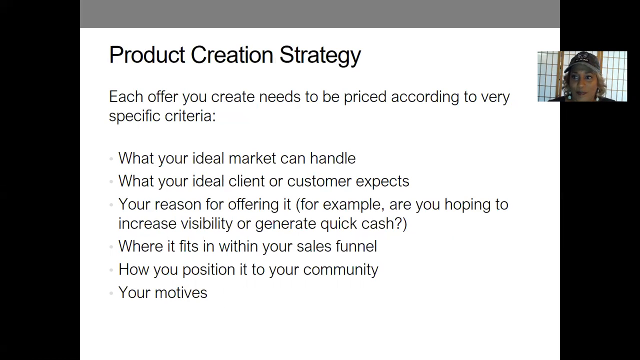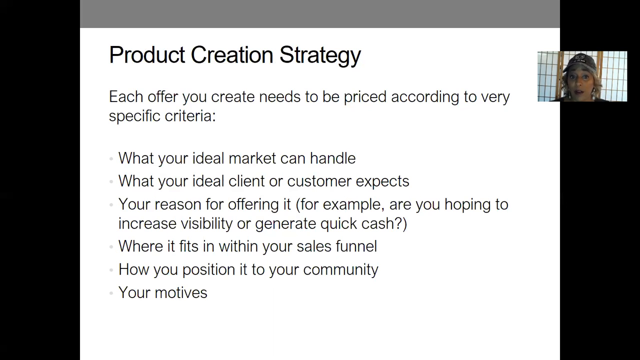Product creation, besides the book, which we have, the book is good. You have the book, but now we're going a little bit further. The book is your business. You're an entrepreneur, you're an authorpreneur because you have a book. So each offer you create needs to be priced accordingly, using very specific criteria.